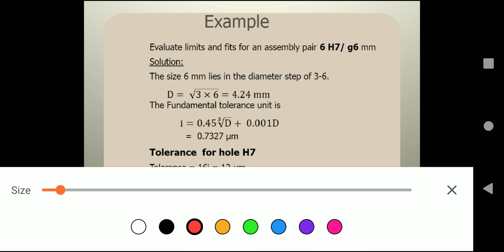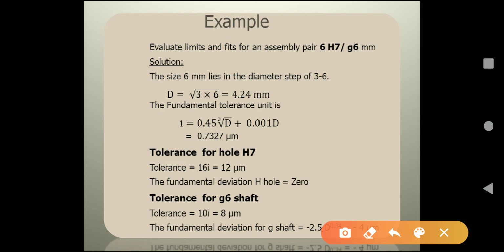Here the example shows you the calculations. Evaluate limits and fits for an assembly pair that is 6 H7 G6 mm. So here 6 is the diameter value of a shaft, or we can say it is the numerical value of the basic size. So let us see what is the solution of this particular example. Here the size 6 mm lies in the diameter step of 3 and 6. Because our diameter is 6, it lies between 3 and 6.